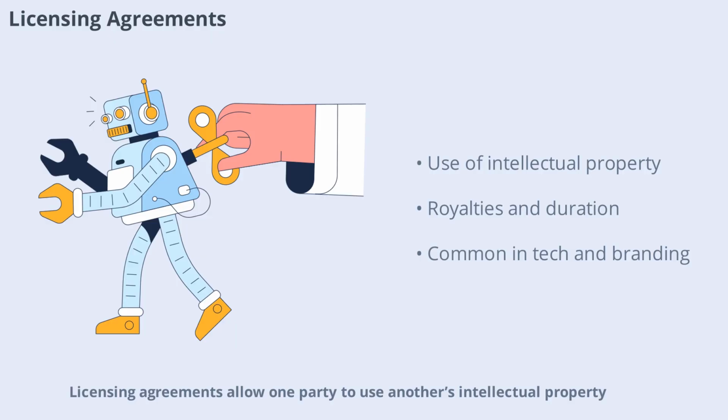Licensing agreements allow one party to use another's intellectual property, such as trademarks or patents, under specific terms. These contracts outline the scope of use, royalties, and duration. Licensing agreements are common in technology, entertainment, and branding.